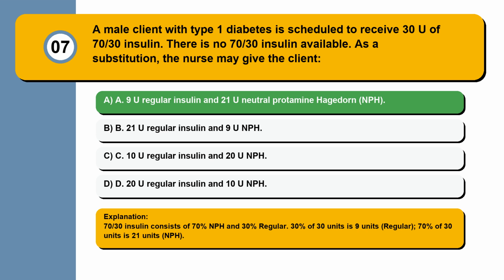70/30 insulin consists of 70% NPH and 30% regular. 30% of 30 units is 9 units, regular. 70% of 30 units is 21 units, NPH.